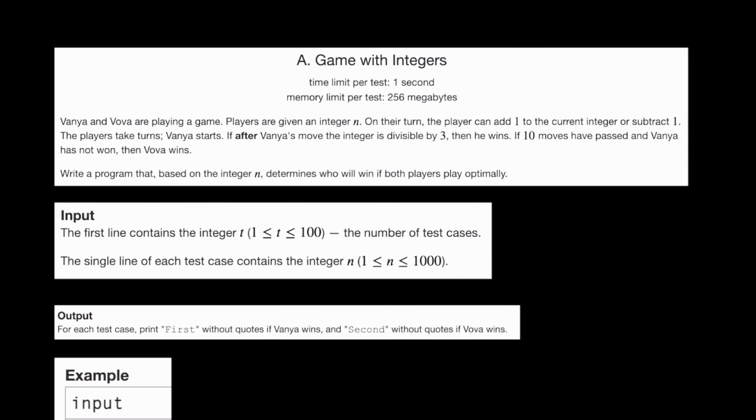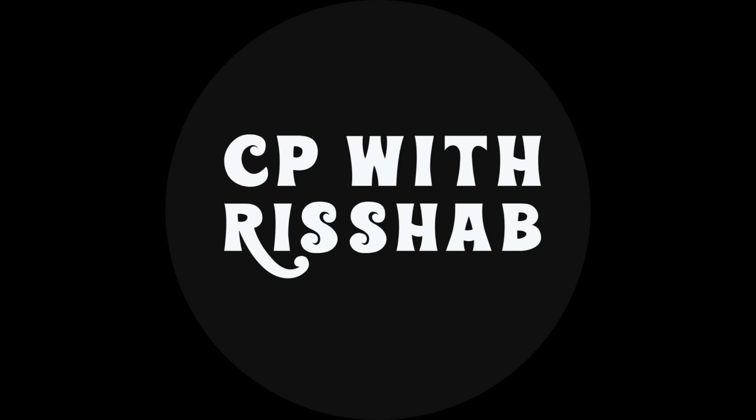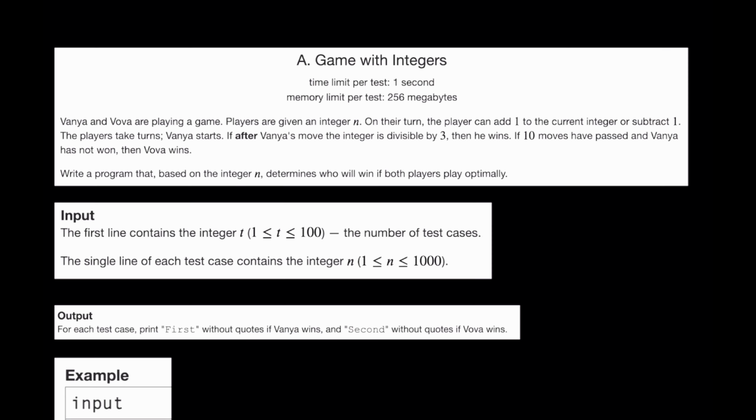Today we are going to do the problem Game with Integers. This is the fourth problem in the TLE Eliminators CP sheet rated 800. So let's start. First we'll start by reading the problem.